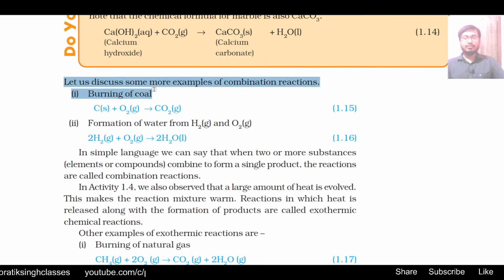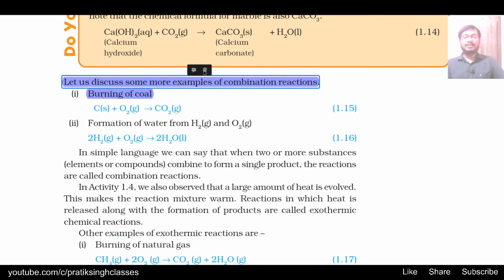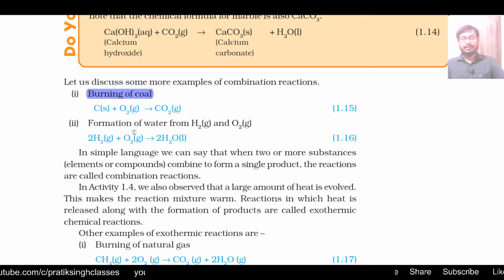Let us discuss some more examples of combination reactions. Burning of coal. Whenever the word burning comes, that means something is being reacted with oxygen. Coal is an allotrope of carbon. So here carbon in solid form reacts with oxygen in gaseous form and makes carbon dioxide in gaseous form. So here two reactants are making only one product. So this is an example of combination reaction.